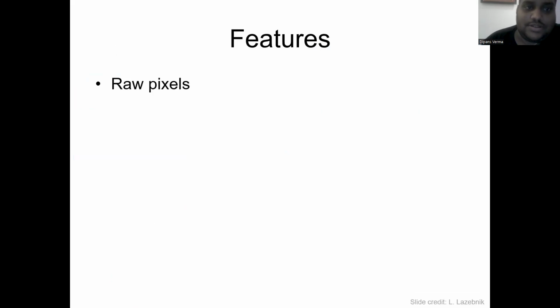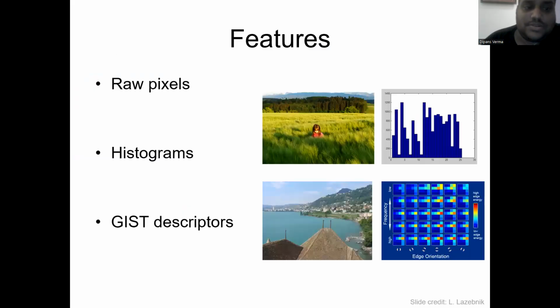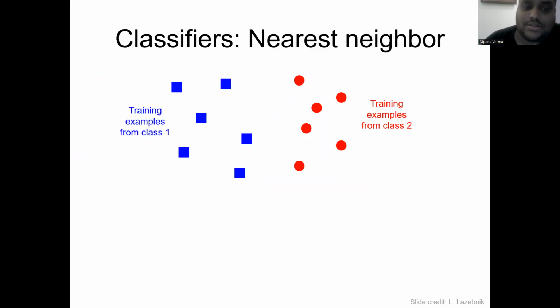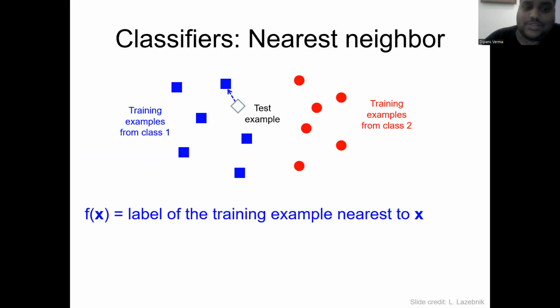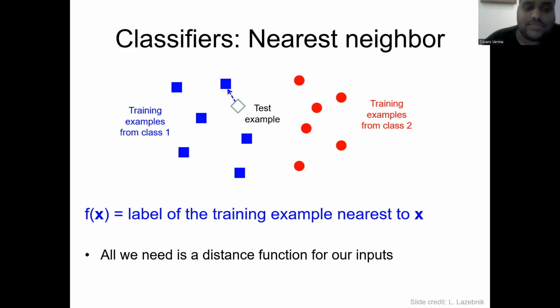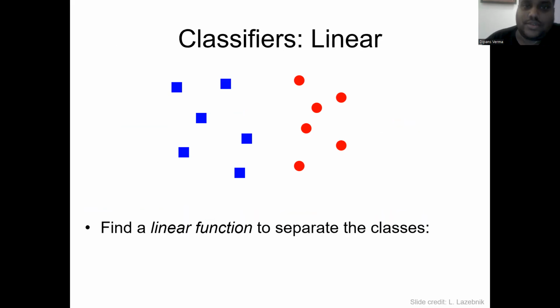We'll try to understand features: raw pixels, histograms, GIST descriptors. KNN is called the nearest neighbor. Training example from class 1, training example from class 2, and test examples as well. So f of x equals the label of the training example nearest to x. All we need is a distance function for inputs. No training required, right? Training is not required because all we need is a distance function for inputs, which is the nearest one, okay?